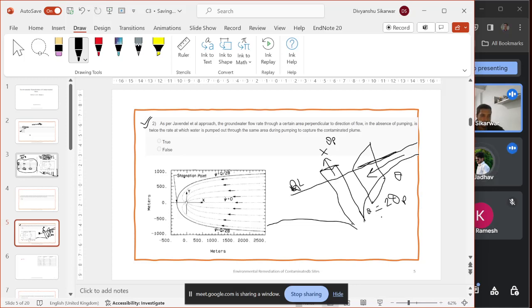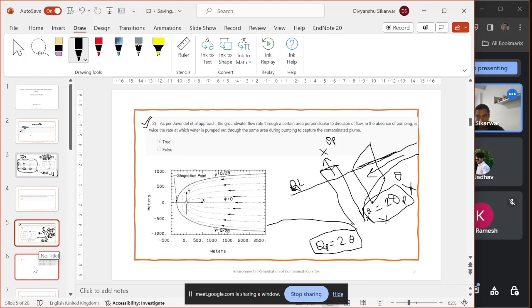So what do you think? Is it true? No, it's not true. The statement is wrong. The correct statement is QP equal to 2Q. The rate at which we are pumping out water must be two times Q.